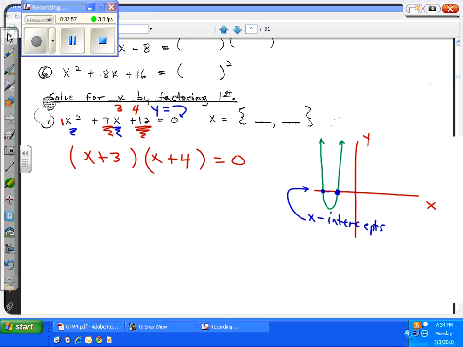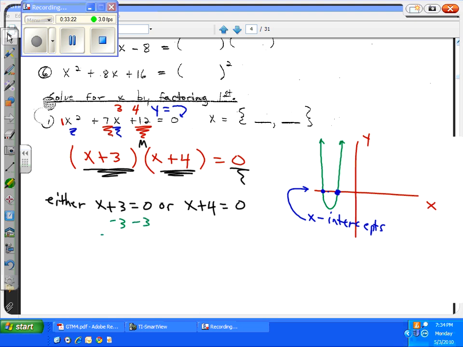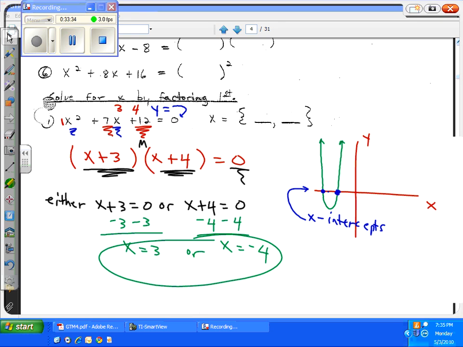And then we said if this factor, that's things you multiply, times this factor is 0, then either one or both of those factors has to be 0. And so we said either x plus 3 equals 0 or x plus 4 equals 0. And so now we're going to undo addition by subtraction. We get x equal negative 3. Undo addition by subtraction, get x equal negative 4. And so we have the two solutions to the quadratic.